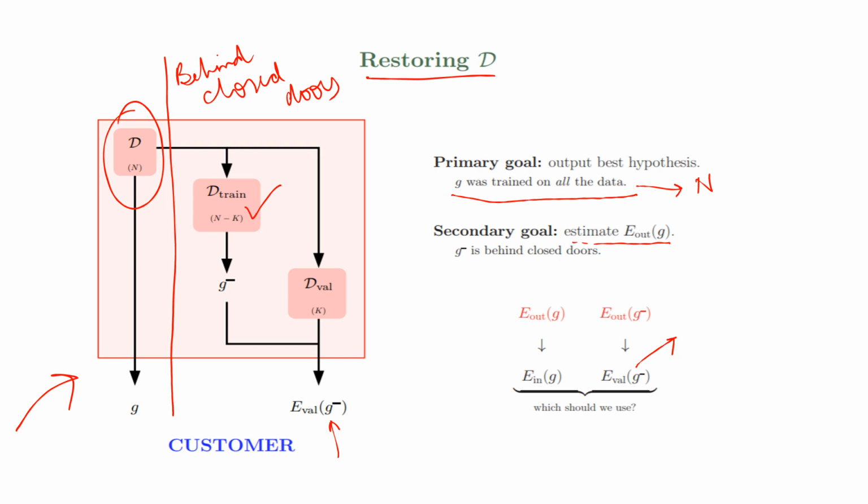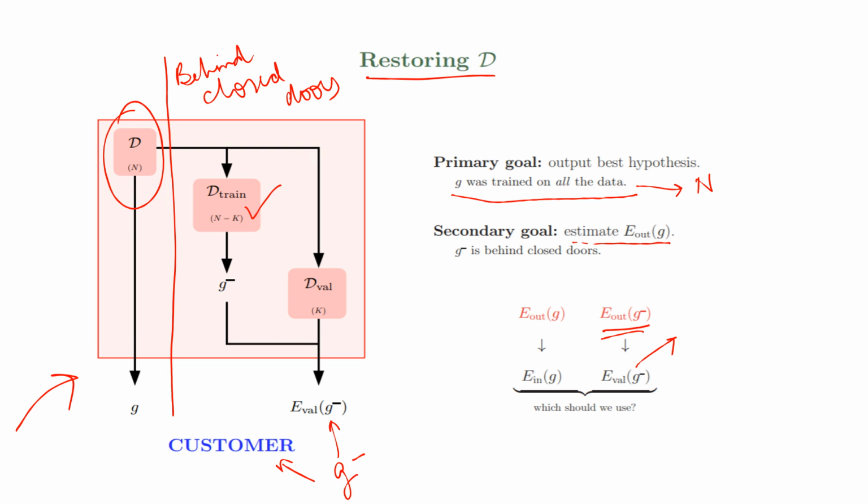And so the purpose of validation is to estimate the out of sample performance, and E val is a good estimate of E out of G minus, right? Well, all of that is good, but we don't have to output G minus as our final hypothesis. We cannot give the customer G minus, because why are we getting rid of the other information that's there in the n minus k points, right?